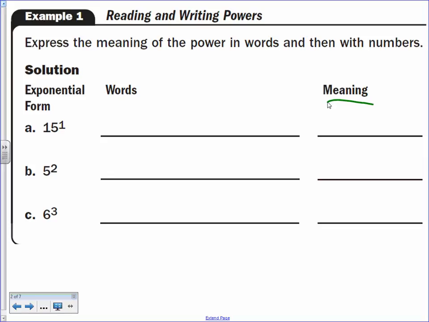How would I write 15 to the... how would I write that in words? 15 to the what? First power. Good. To the first power. What does that mean? What's the little 1 mean? How many 15s do I have? One, just one. So the meaning is, basically, I just have 1 15.